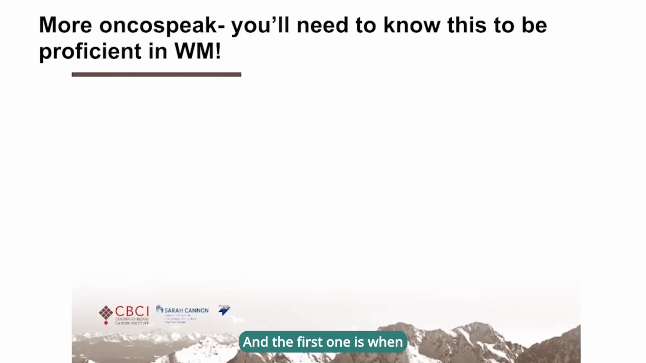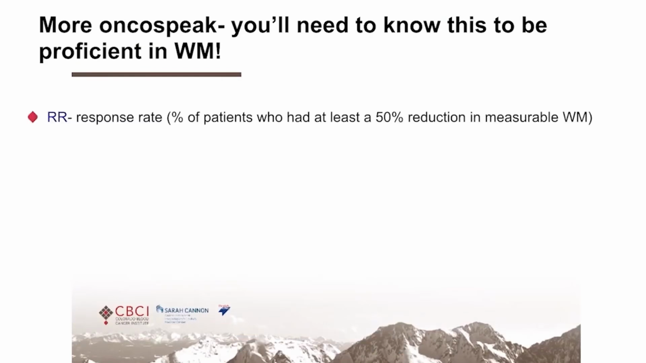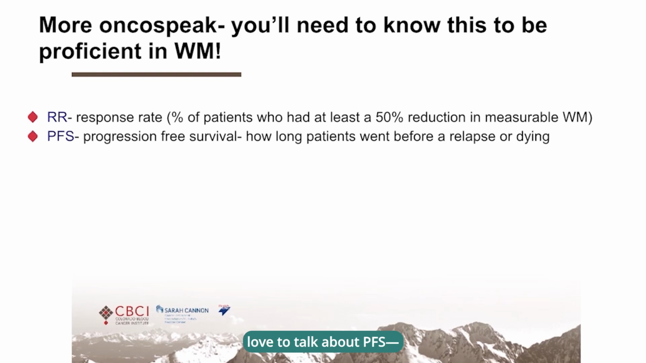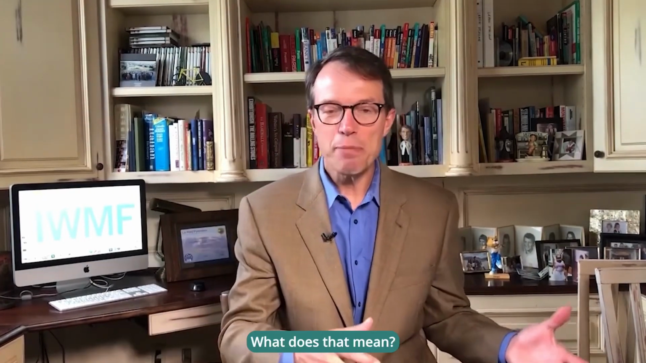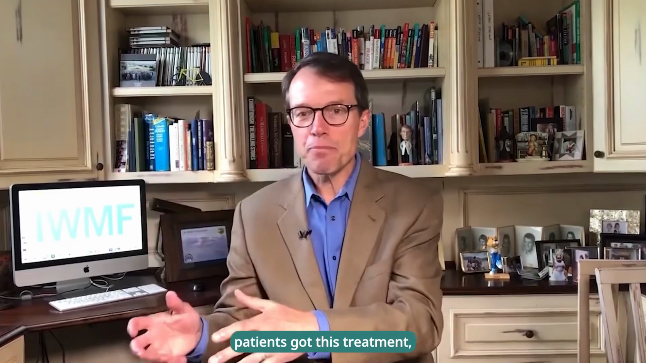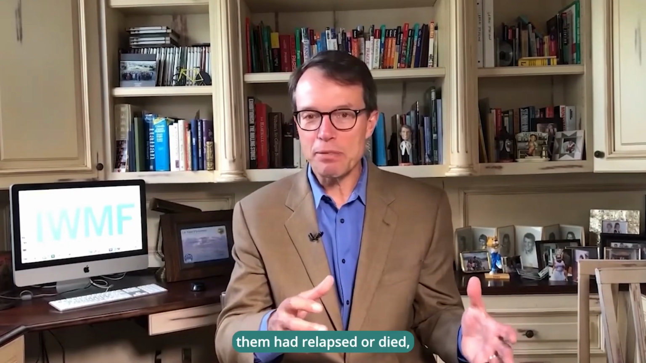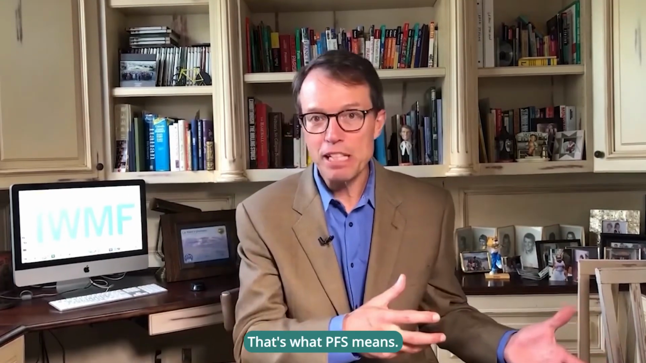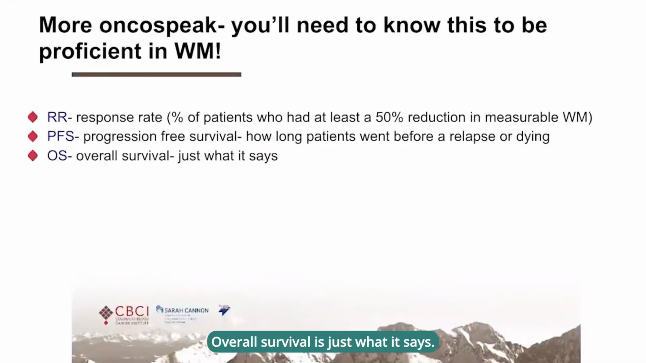And the first ones, when we talk about treatments, is response rate. Response rate is the percent of patients who have at least a 50% reduction in measurable Waldenstroms. And then PFS, doctors love to talk about PFS, which means progression-free survival. That means how long patients went before relapsing or dying. Doctors always present, they'll say this treatment produced a median PFS of 60 months. What does that mean? It means that when patients got this treatment, by 60 months, half of them had relapsed or died, but half of them had not relapsed or died. That's what PFS means. Overall survival is just what it says.